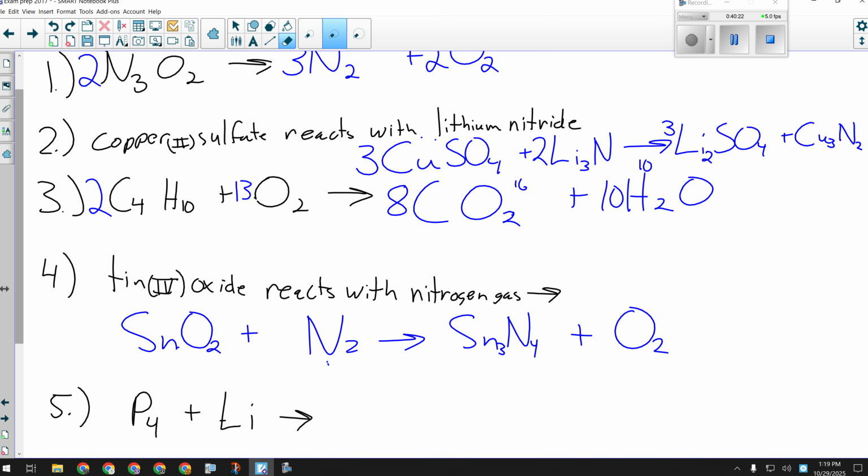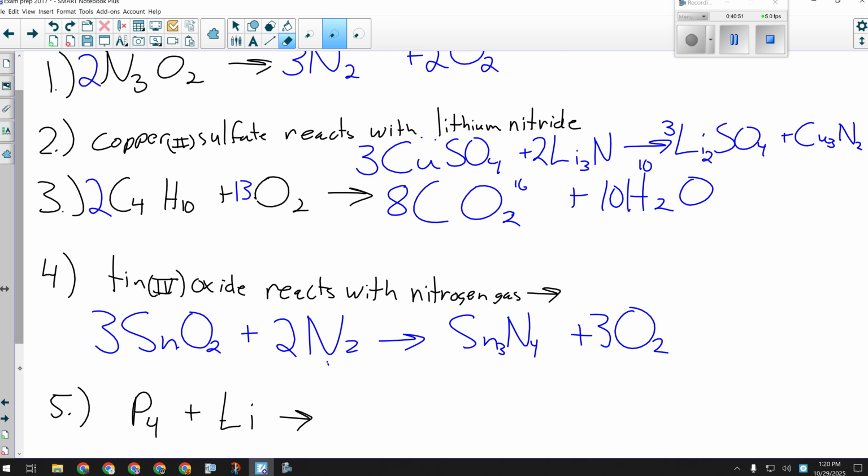Okay, now I can balance. Biggest number is 4. Okay, there's 4 nitrogens on this side. Now there are 4 nitrogens on this side. There are 3 tin here. Now there are 3 tin in the reactants. That gives me 6 oxygens. 3 there will balance my oxygens. Okay. Questions on that one?